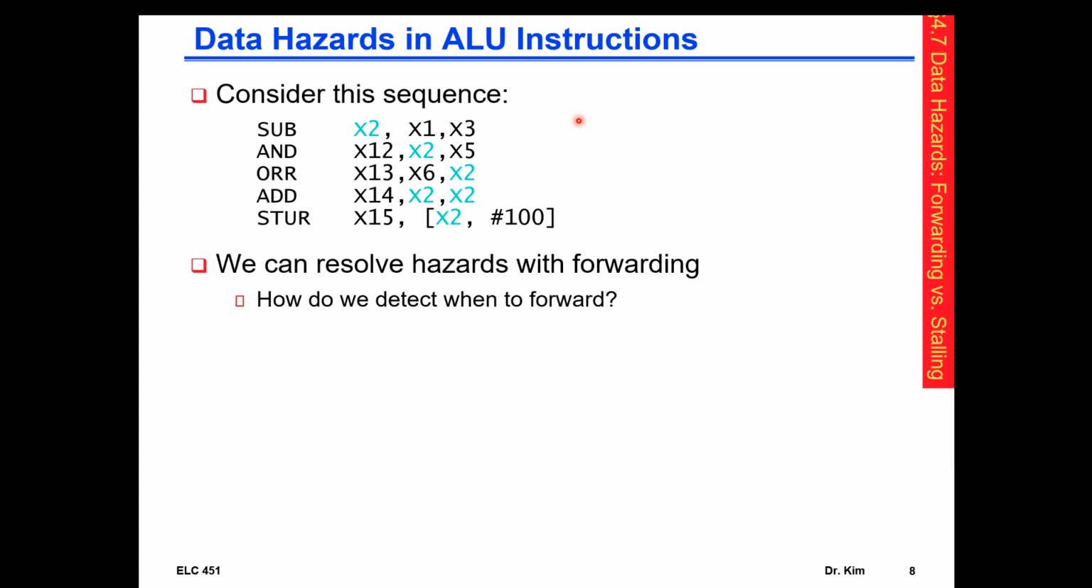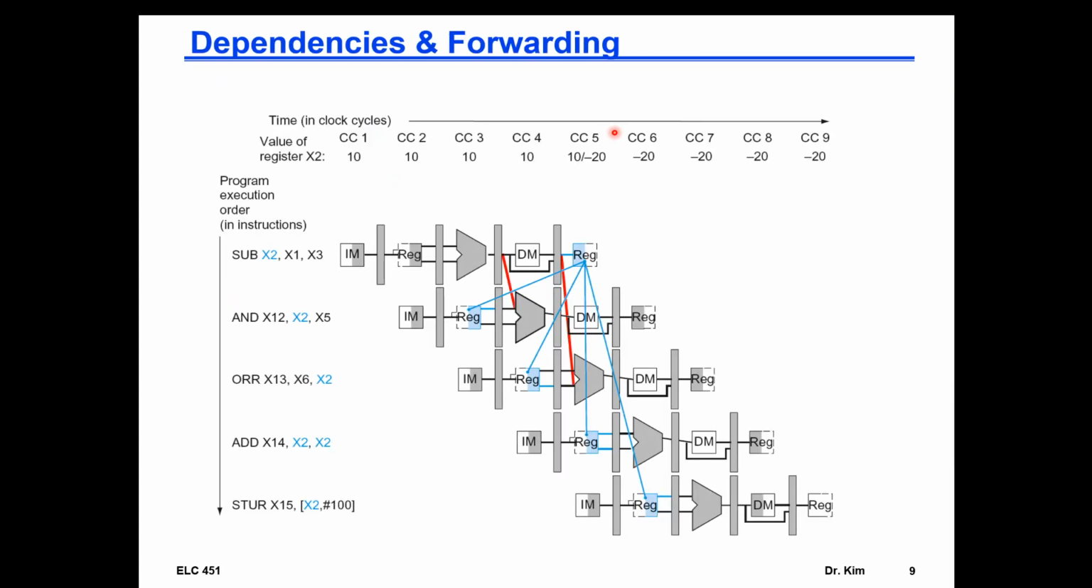So the question is, how do we detect when to forward, from where to forward to where, and what are the logic conditions so we can formulate Boolean equations that we can cast into hardware? So to do that, as an example, let's look at this sequence. And we're going to be utilizing our pipeline diagram, the simplified diagram that we discussed last time.